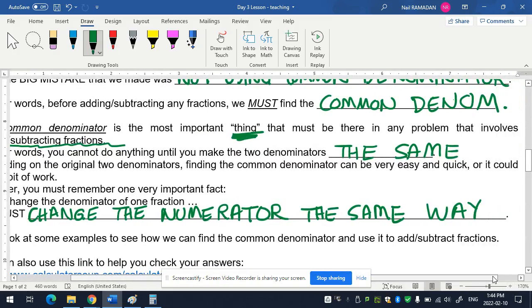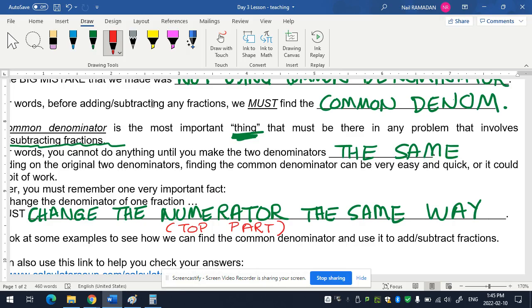So go ahead, everyone. You must change the numerator, or the top part. How about you write this under the numerator? Top part, the same way. Okay.